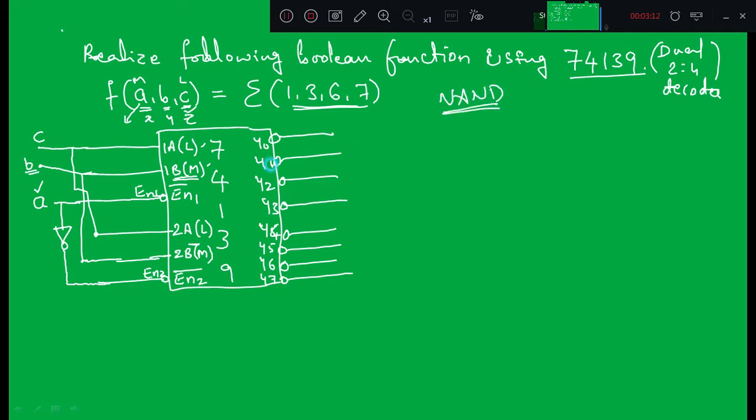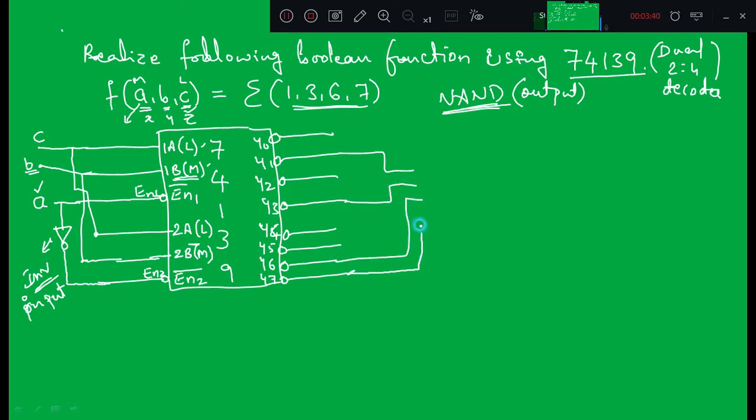So along with the 74139 we need to use two external gates now. One is the NAND gate, and one is this inverter. At the output side we are going to use this NAND gate, and at the input side we are going to use this inverter. Now you pick these outputs 1, 3, 6 and 7, and connect them to the NAND gate. So what is the output here? Output is f of ABC.